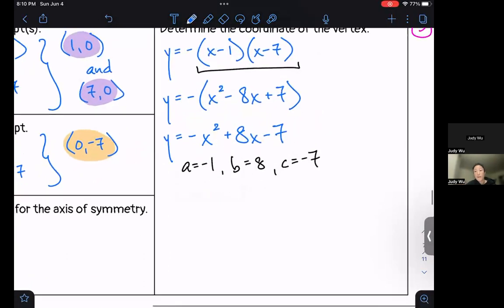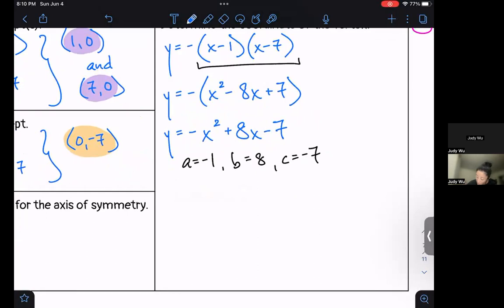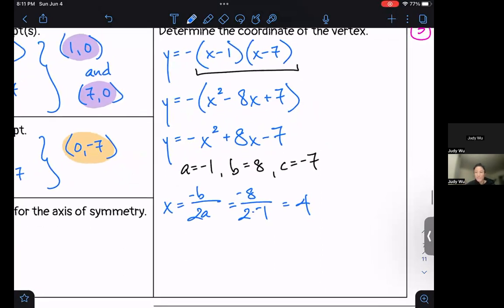And in order to find the x coordinate of your vertex, we say negative b over 2a, which is negative 8 over 2 times negative 1. So that's negative 8 divided by negative 2, which is a positive 4. Much nicer than the previous problem, right?